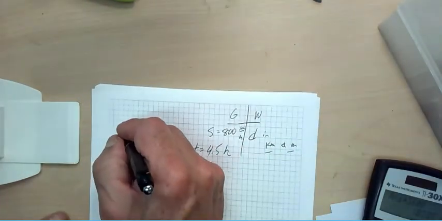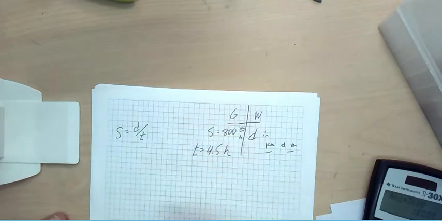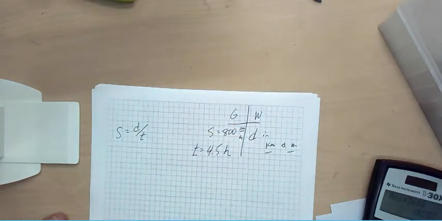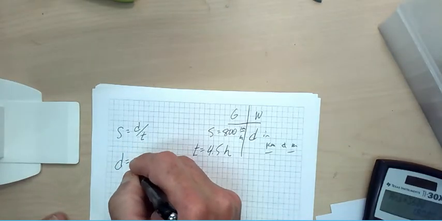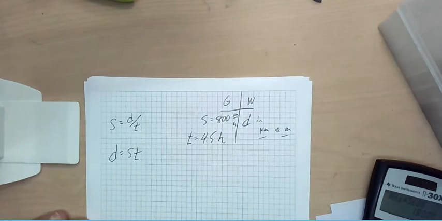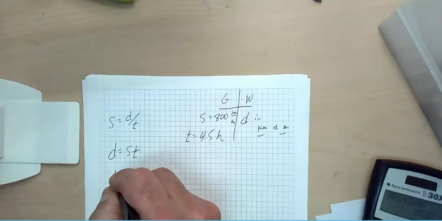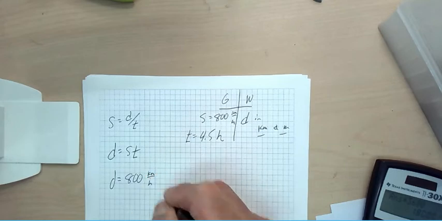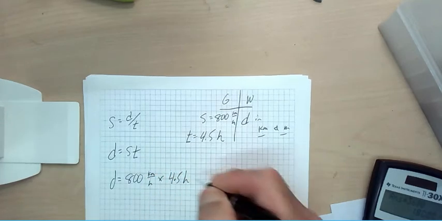And again, I'm going to start with our formula. Speed is distance over time, right? And I want to solve this for distance. So I multiply both sides by t. I get the distance traveled is speed times time. That's all. And so I solved it algebraically. And now let's stick the numbers in. Speed times time. Okay, so the distance is 800 kilometers per hour times 4.5 hours.